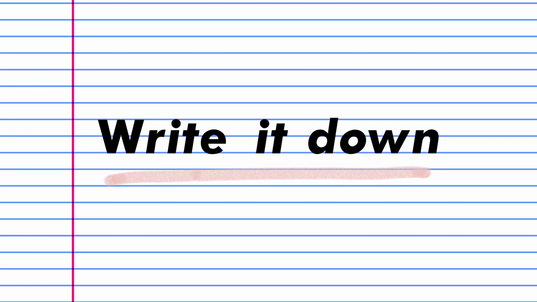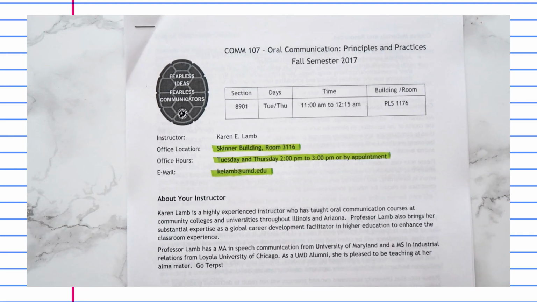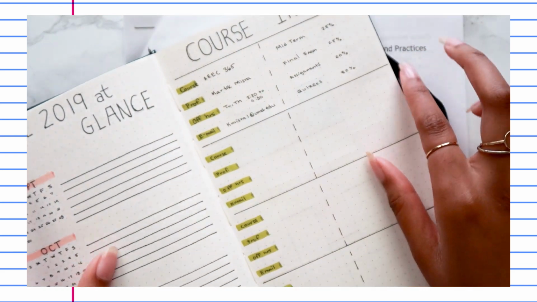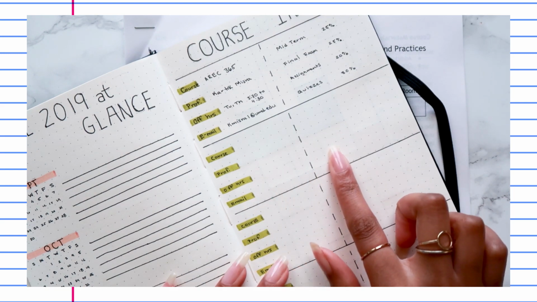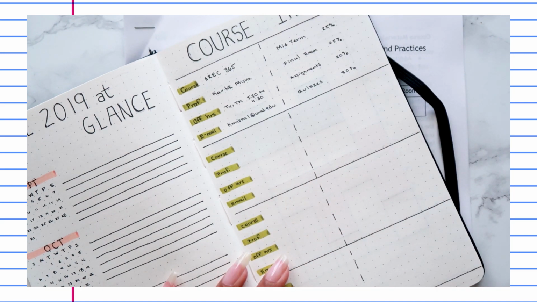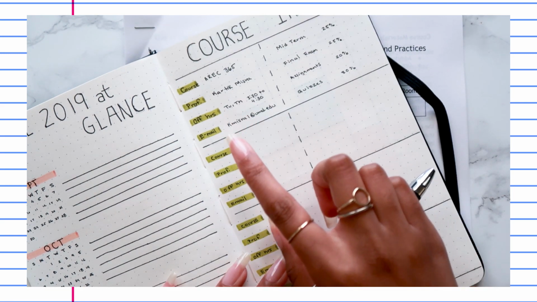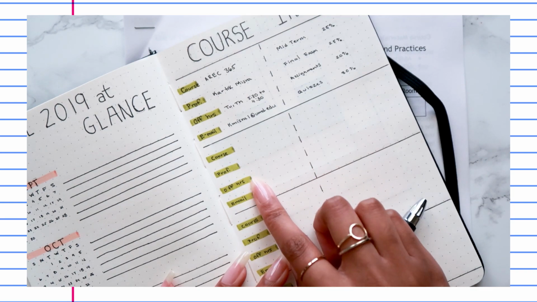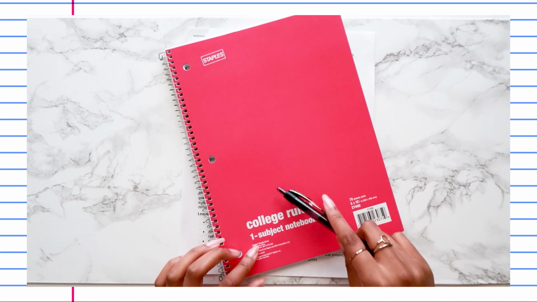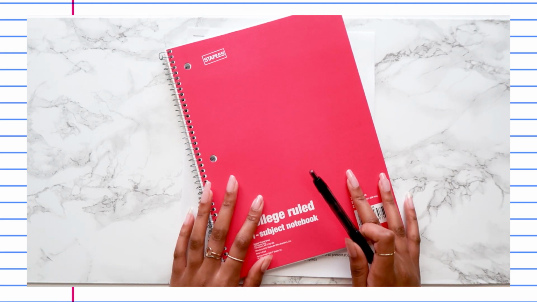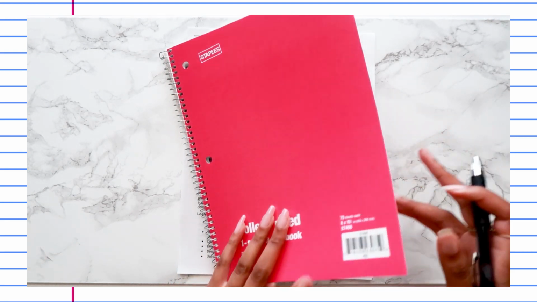Once you have this information, it's best to write it down somewhere. If you have seen my bullet journal video, my bullet journal spread for fall semester, go check that video out. You would basically put this in the course info section of your bullet journal or on that spread. If you don't have a bullet journal, I would suggest putting it on the first page of your spiral notebook.